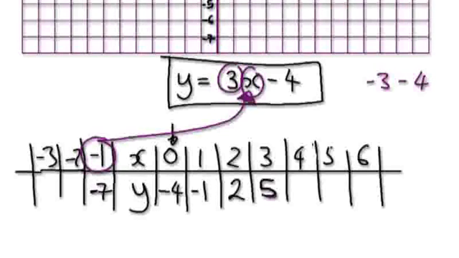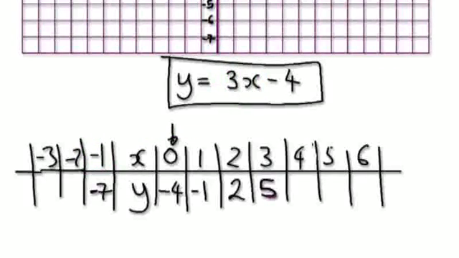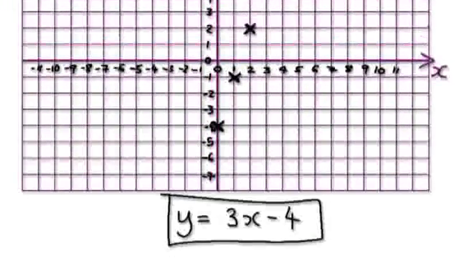So what that means is when x is minus 1, y will be minus 7. So let's go up here. This is when x is 0. x minus 1 will be here, and y will be minus 7, so it's all the way down here. So our next point will be here.